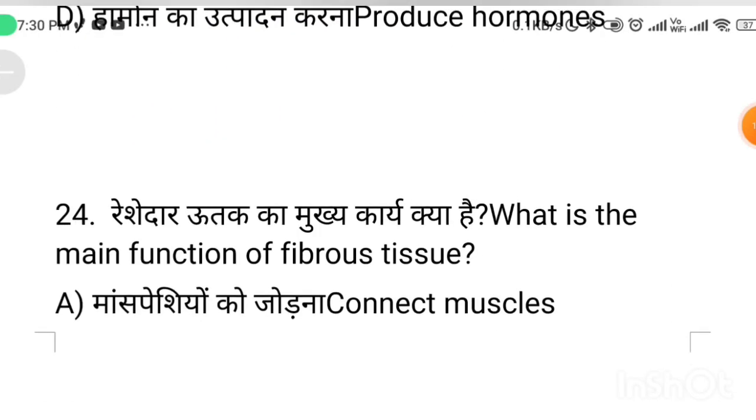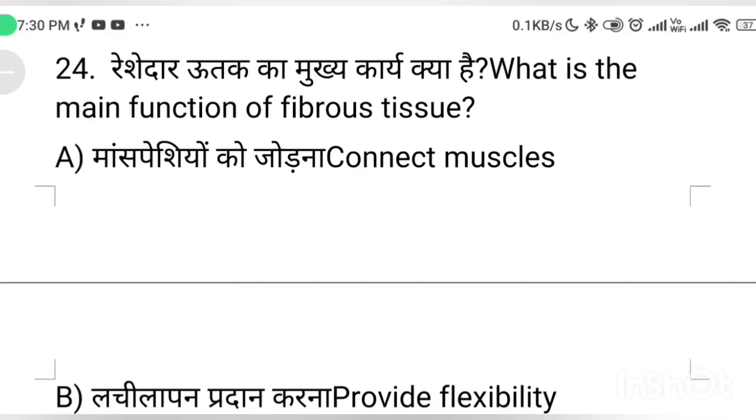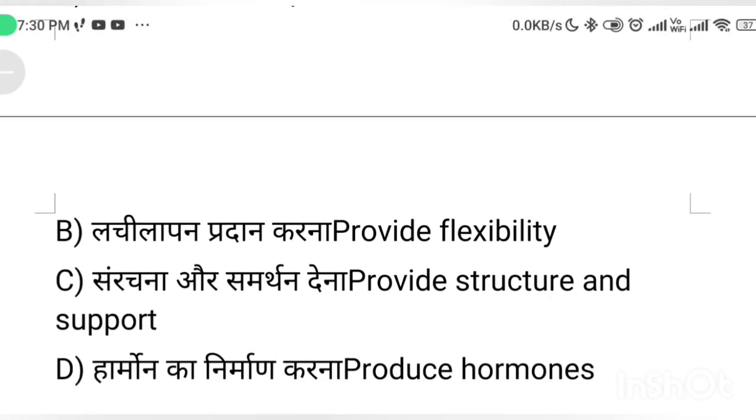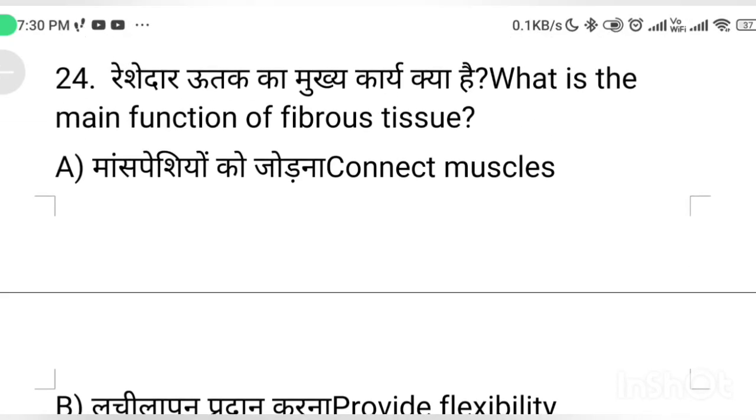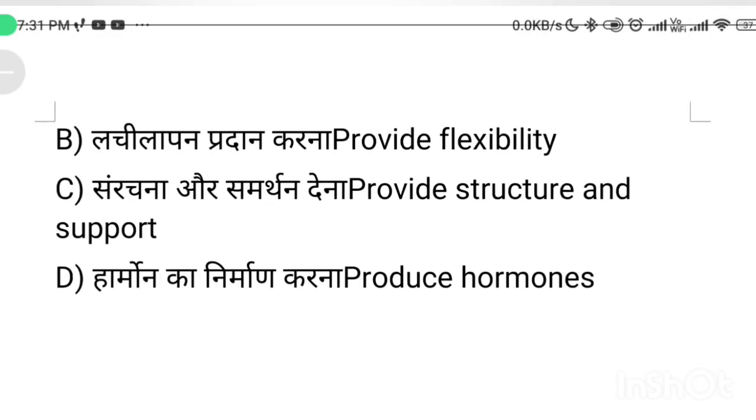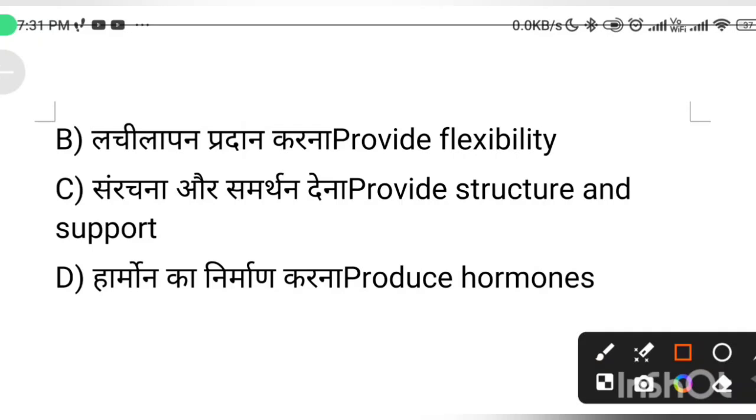Next question. What is the main function of fibrous tissue? Option A, connect muscles. Option B, provide flexibility. Option C, provide structure and support. Option D, produce hormone. Correct answer is option C, provide structure and support.